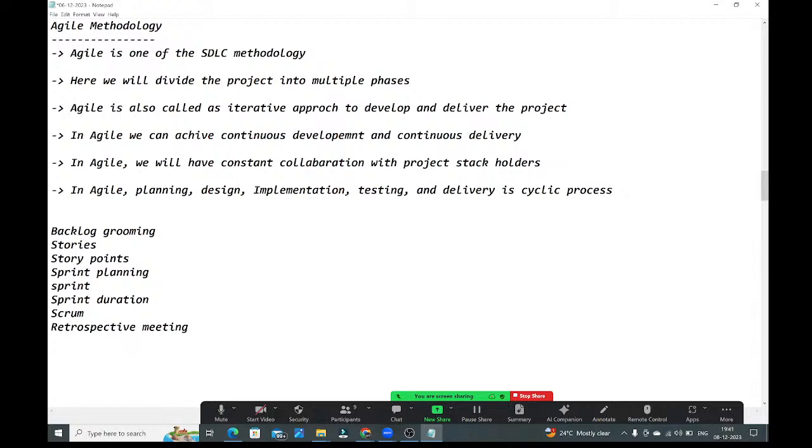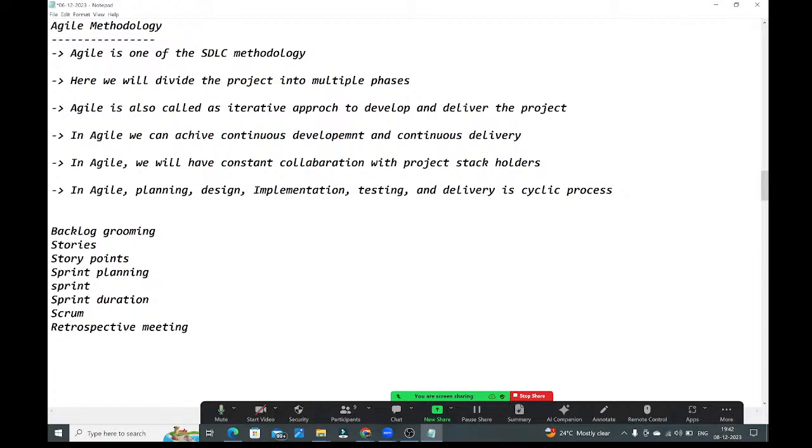Okay, what does backlog grooming mean, guys? Backlog grooming is nothing but a meeting. We can say simply it is a meeting. What will we discuss in this meeting? In this meeting, we will identify the pending requirements. What requirements are still pending? Those things we will identify in the backlog grooming session only, the pending functionalities and pending requirements.